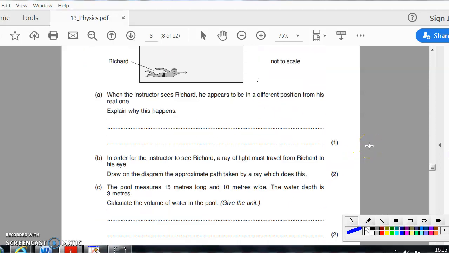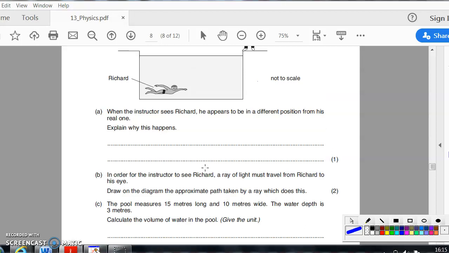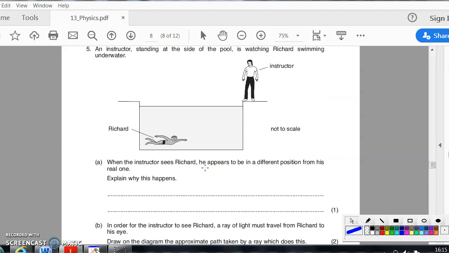Okay. Next part of the question, very often people miss this one here. In order for the instructor to see Richard, a ray of light must travel from Richard to his eye. Draw on the diagram the approximate path taken by the ray which does this. So you need to get your ruler and pencils out, and you need to think which way is the light travelling. From the instructor to the boy, or from the boy to the instructor.